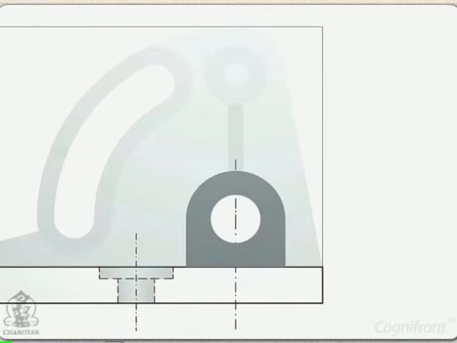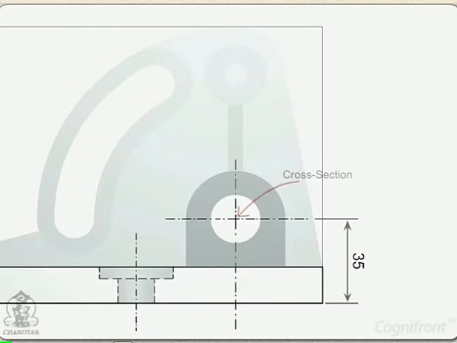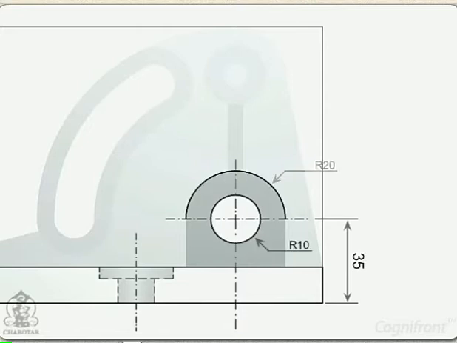To determine its center, draw a horizontal center line 35 mm above the ground. Let us take the cross section of this line with the third center line and draw a circle of radius 10 mm and a semicircle of radius 20 mm. Now complete this extruded part.